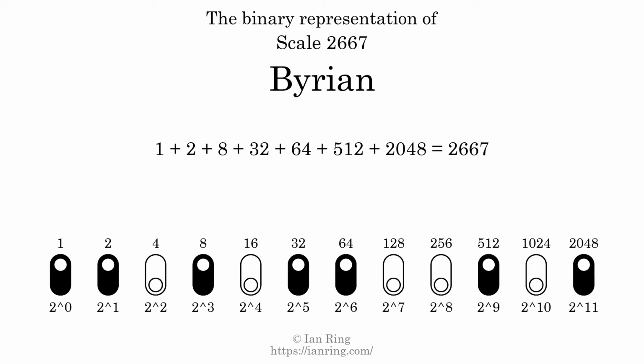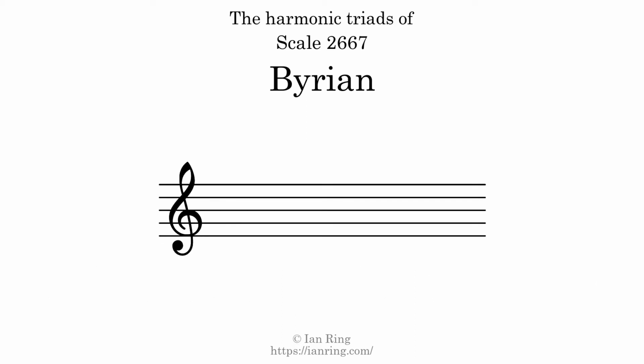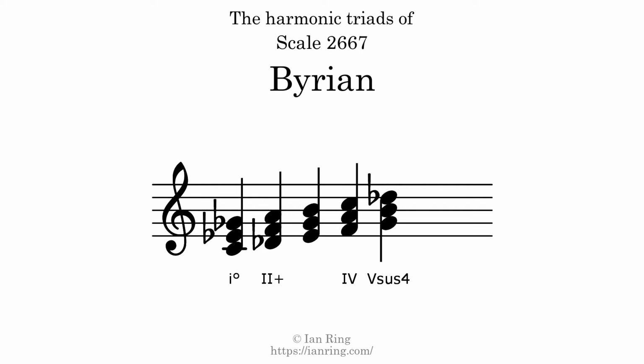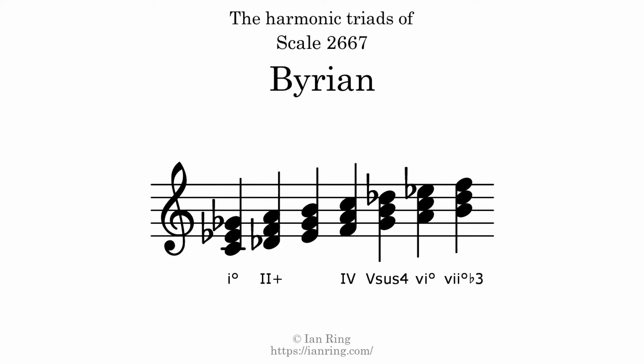2667. The scale number not only enumerates the scale with a unique index, but it also literally describes the tonal content of the scale. Represented as a binary number in base 2, the scale number is 101001101011. Here are the harmonic triads present in this scale. Diminished, augmented, unnamed, major, sus4, diminished, diminished flat 3.